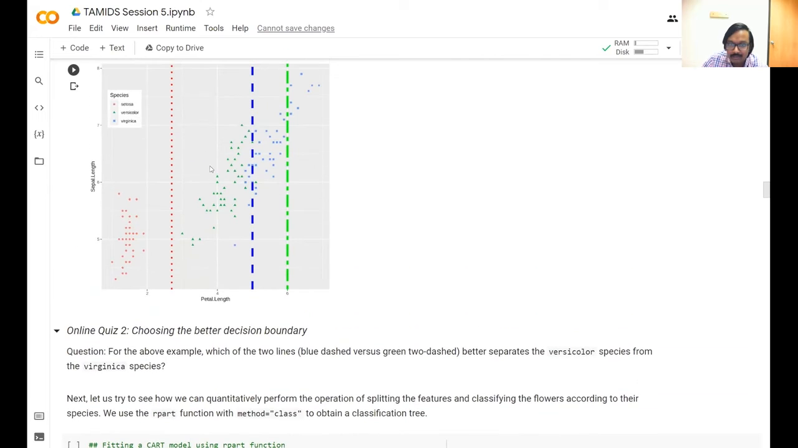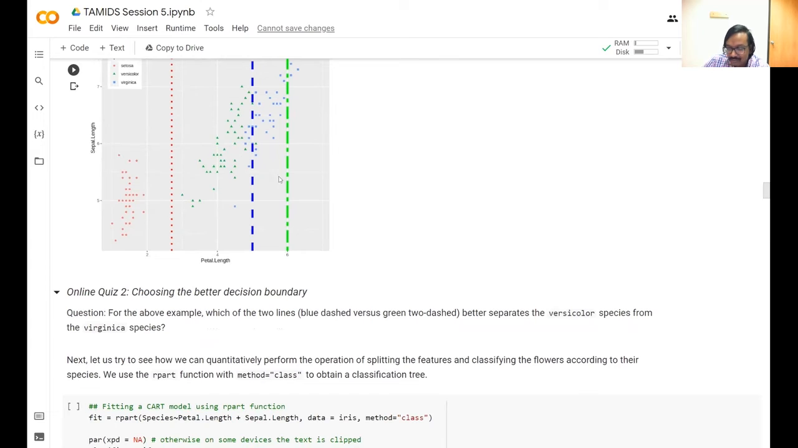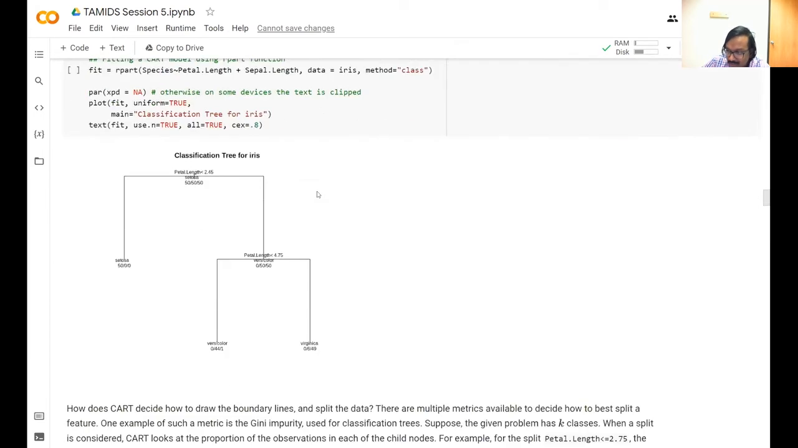But if we have more observations right near this boundary, with some of the versicolors going on the right-hand side, some of the virginicas going on the left-hand side, then that might increase the impurity. So it's not about the number of observations, but about the quality of the observations. Thank you so much. Any other questions?